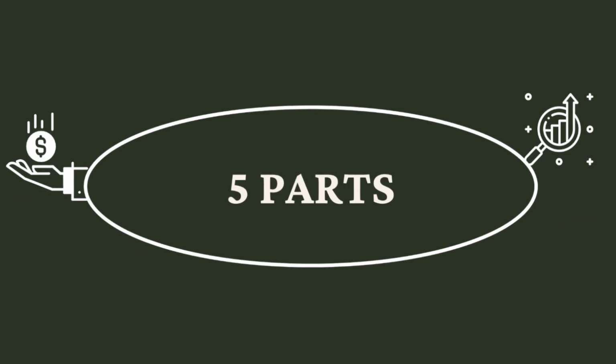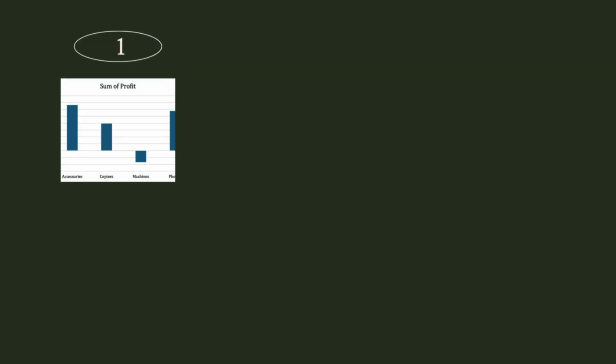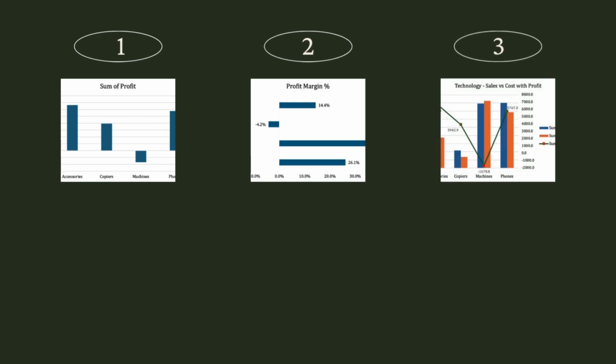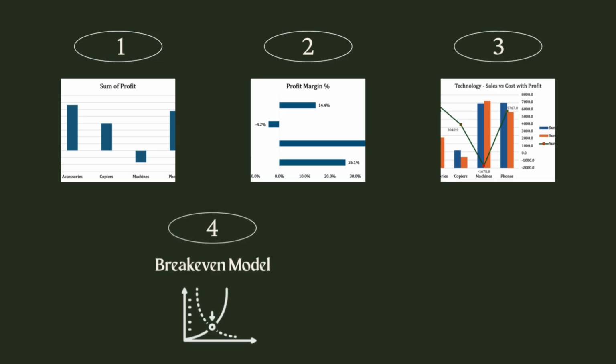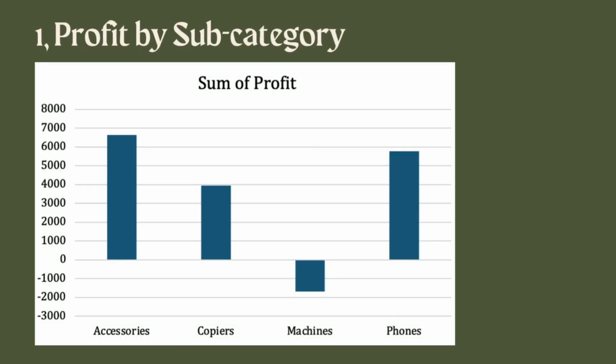To make this analysis clear, I'll cover it in 5 parts. First, I will look at total profits by subcategory. Second, I will compare the profit margins across these categories. Third, I will show you how sales, cost, and profit interact together. Fourth, I will build a break-even model for phones, including a scenario table and chart. Finally, I will apply what-if analysis to test different business scenarios. So let's get started with the profit breakdown.